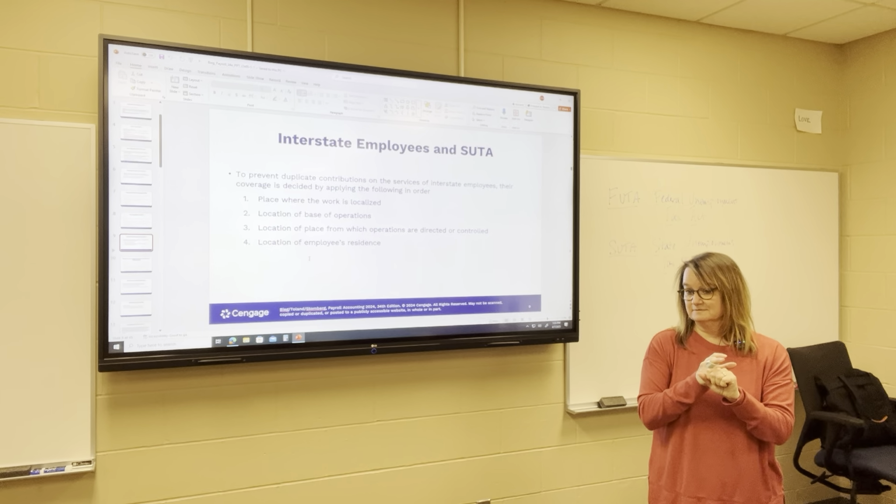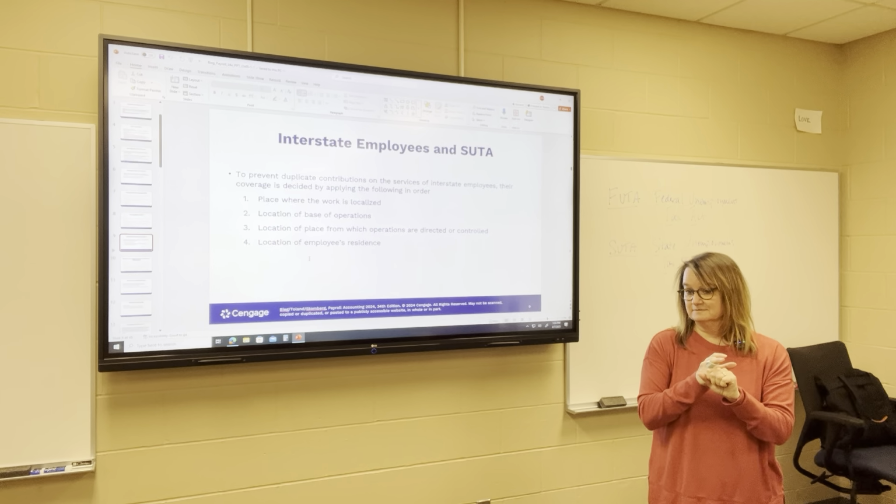So we have these steps that we take to determine where they're going to be taxed. Are their wages going to be taxed in Wisconsin? Are they going to be taxed in Illinois? Or are they going to be taxed in Iowa? Because again, we've got different rules in each of those states. So where are they going to be taxed? They've got these rules to prevent the duplicate contributions on the services of interstate employees. So Walmart's not going to pay SUTA taxes in all 3 states for all of that income. That would be triple taxation to them on the same wages, right?